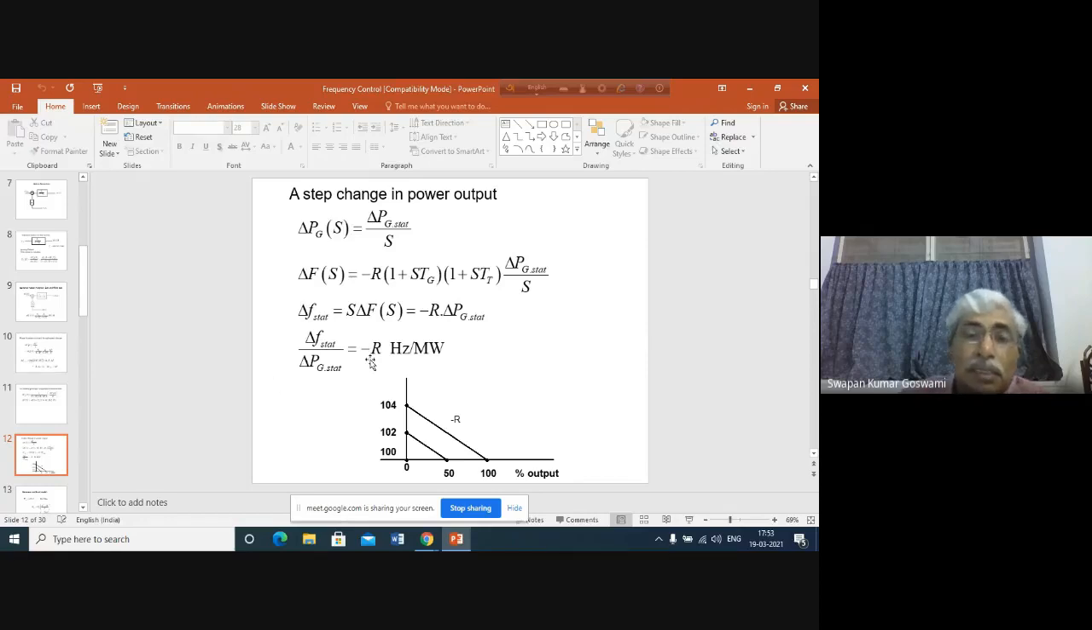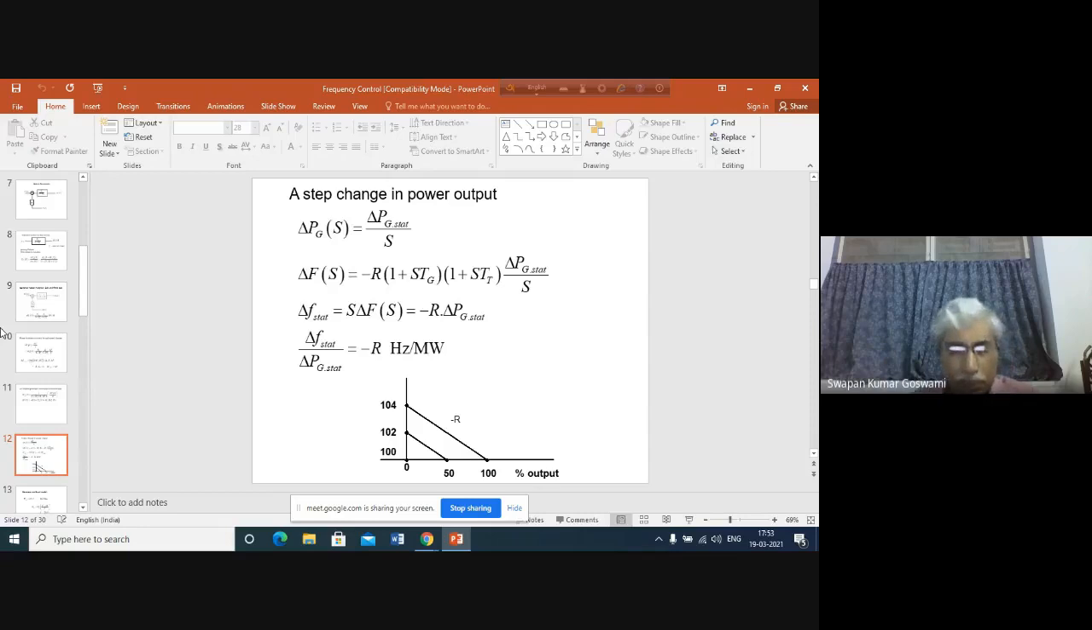And that will be R percent. So R percent of F will be the change in frequency. This regulation therefore represents the percentage variation in frequency if the generator is loaded from no load condition to full load condition. And since it is linear, it is applicable for any loading of the generator.